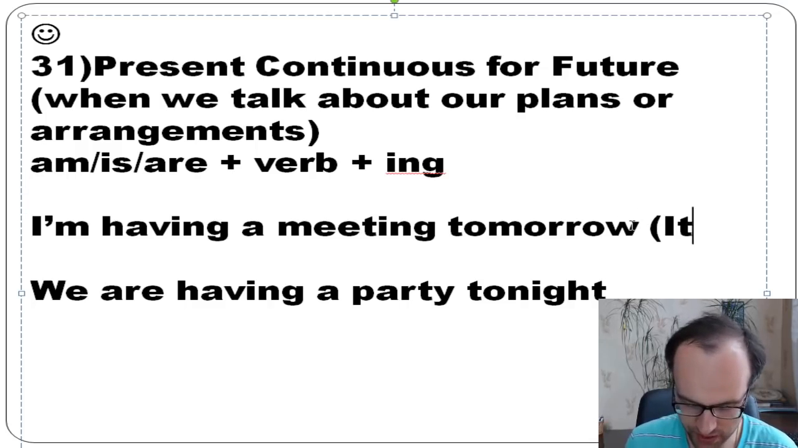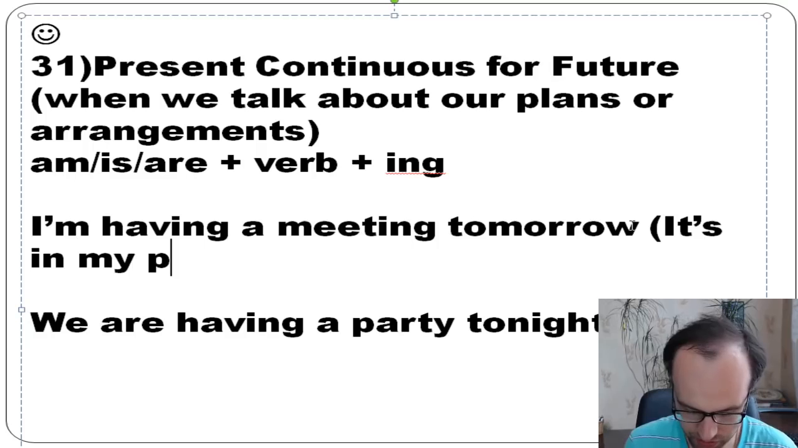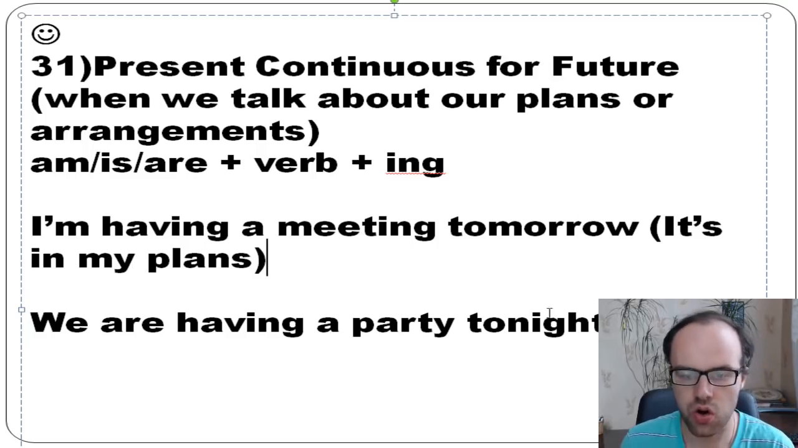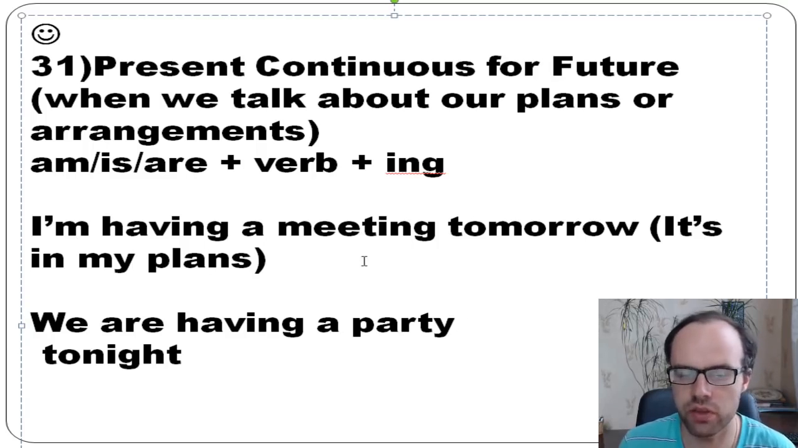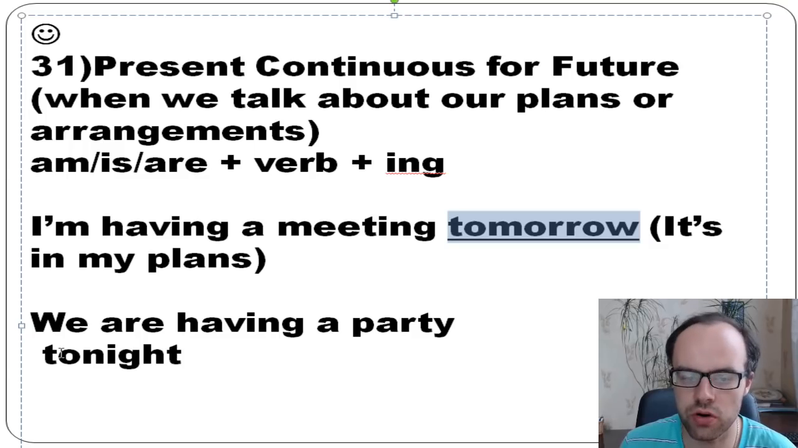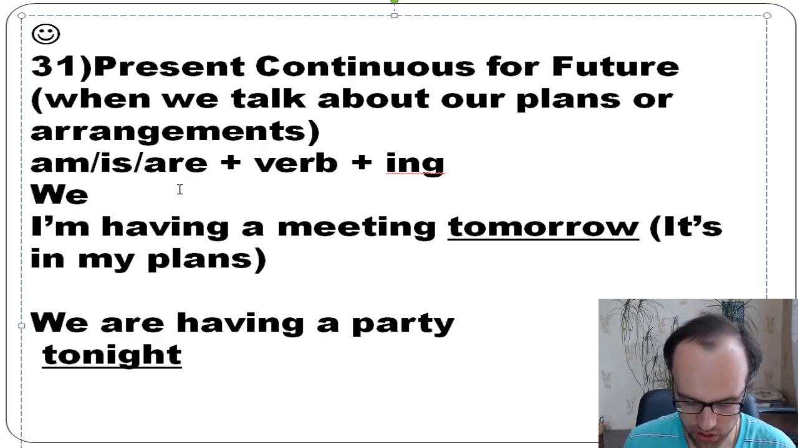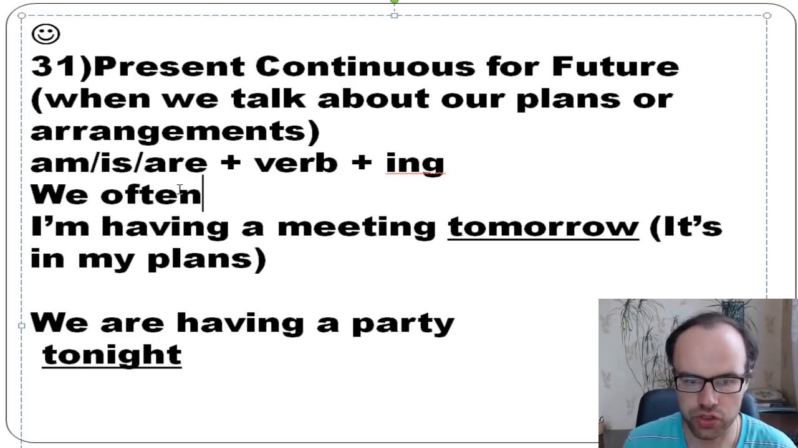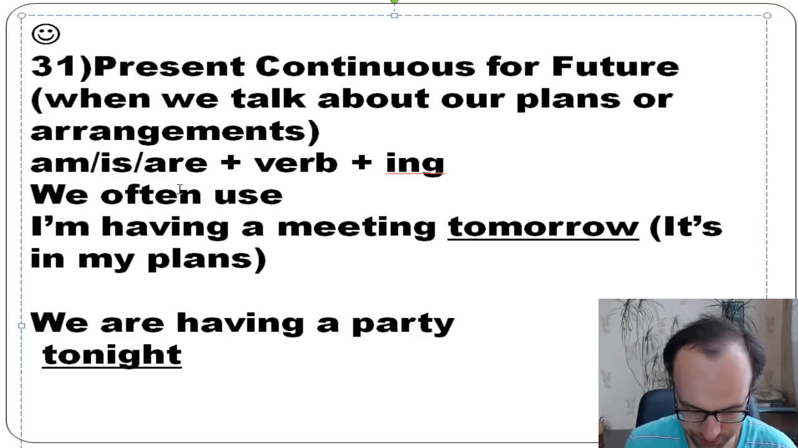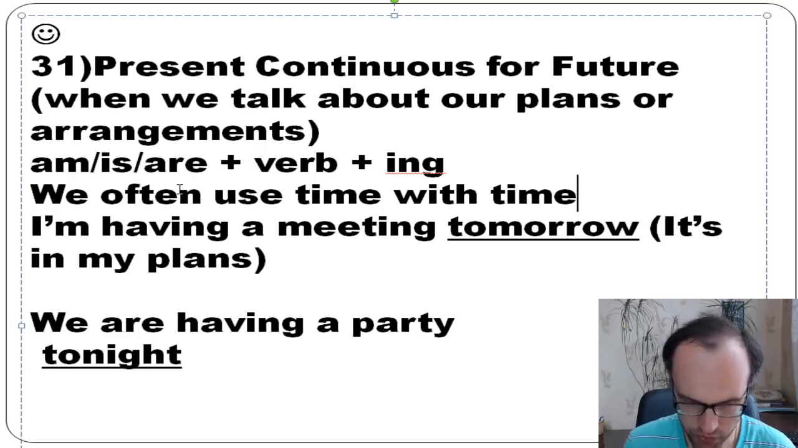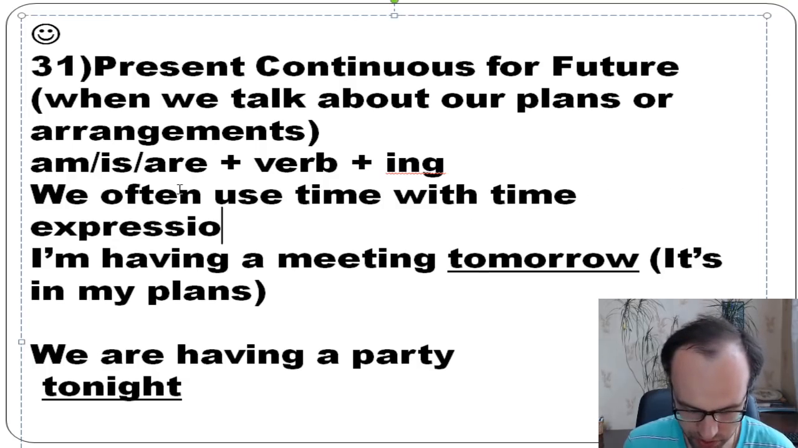So it's in my plans, okay? Or we're having a party tonight. We often use it with tomorrow, tonight, next week. So we often use it with time expressions of future simple.